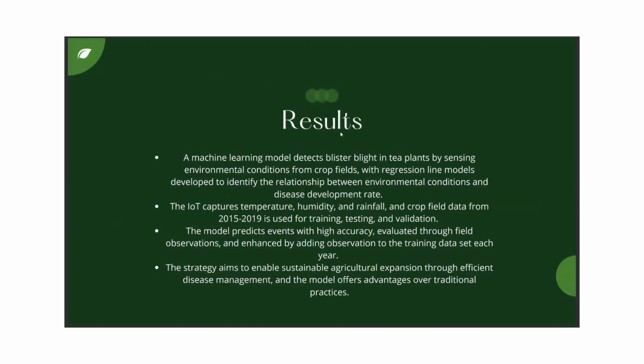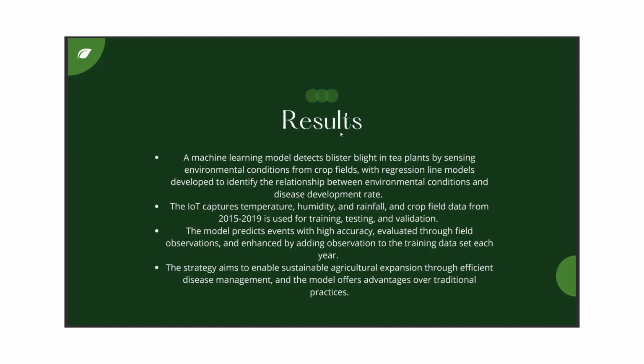Results: a machine learning model detects blister blight in tea plants by sensing environmental conditions from crop fields with regression line models, which are developed to identify the relationship between environmental conditions and the disease development rate. The IoT captures temperature, humidity, and rainfall, and the crop field data, which is also used for training, testing, and validation. The model predicts events with high accuracy, evaluated through field observations and enhanced by adding observations to the training data set each year.